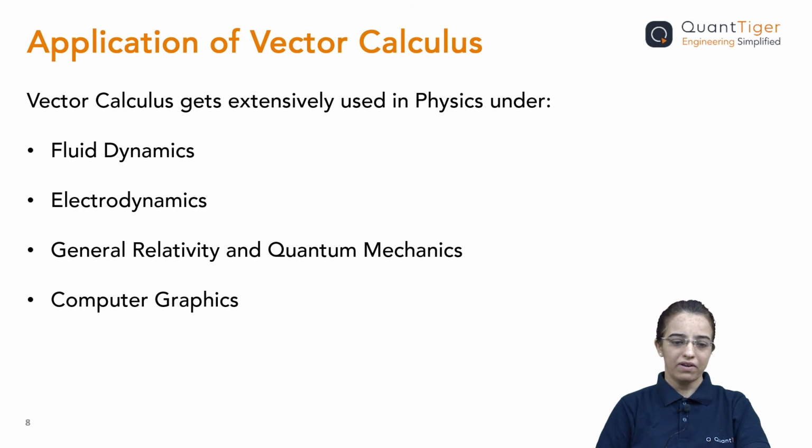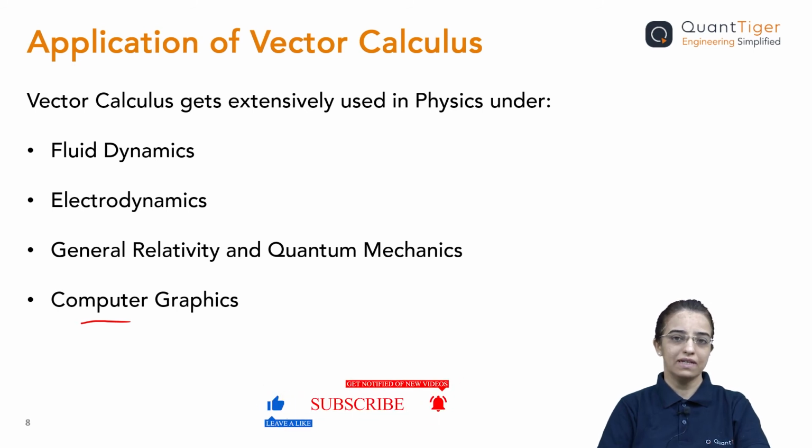Let's take the example of computer graphics. Whatever we are looking at on the screen is information we want to visualize, and it is fed into the computer in the form of pixels. A pixel carries information in the form of a vector, like color, brightness and all these things.